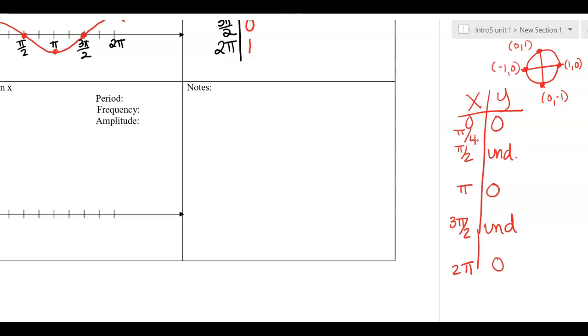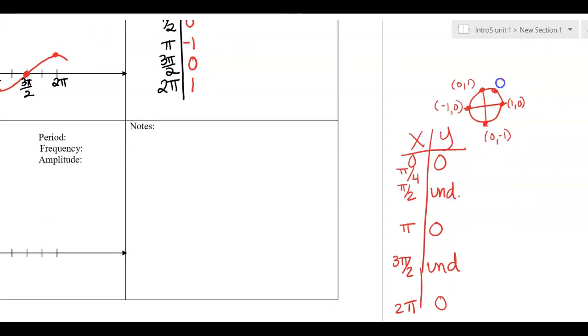If I plugged in pi over 4, which is 45 degrees, which is here, the coordinates there are rad 2 over 2, rad 2 over 2. When I take this and divide it by this, something divided by itself gives us 1. I'm going to go to the next pi over 4 after 90, which is over here, 3 pi over 4. Its coordinates are negative rad 2 over 2, rad 2 over 2. Again, rad 2 over 2 divided by rad 2 over 2 is 1, but this time it's a positive divided by a negative, so it's going to end up being -1.